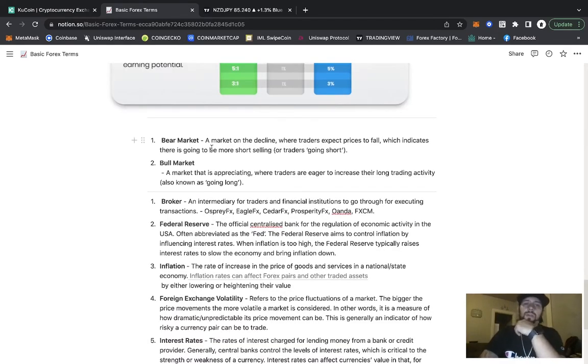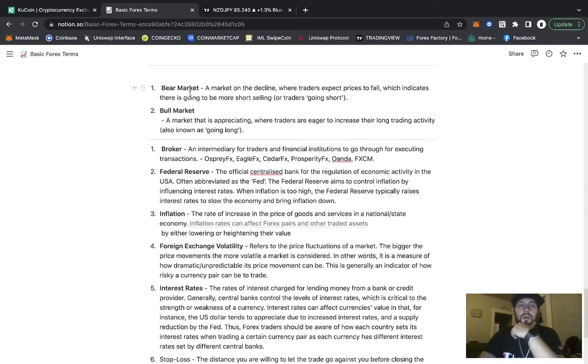All right, so let's go down in here to some more terms. A bear market is a market that's on the decline where traders expect prices to fall, which indicates there is going to be more short selling or traders going short. And then the opposite would obviously be a bull market, a market that is appreciating where traders are eager to increase their long trading activity, also known as going long.